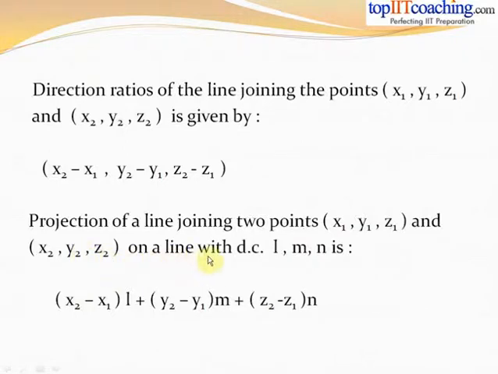Also, the projection of a line joining any two points x1, y1, z1 and x2, y2, z2 on a line with the direction cosines as l, m and n is equal to x2 minus x1 into l plus y2 minus y1 into m plus z2 minus z1 into n. Thus, if we have any two points and we want to find the projection of the line joining these points on any line with direction cosines l, m, n, this projection is equal to x2 minus x1 times l plus y2 minus y1 times m plus z2 minus z1 times n.